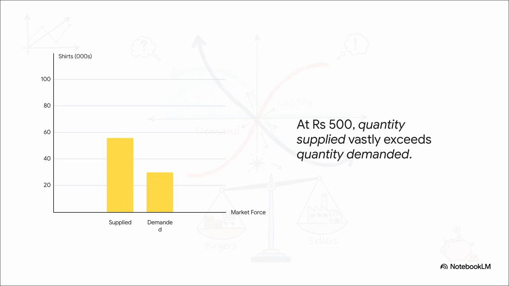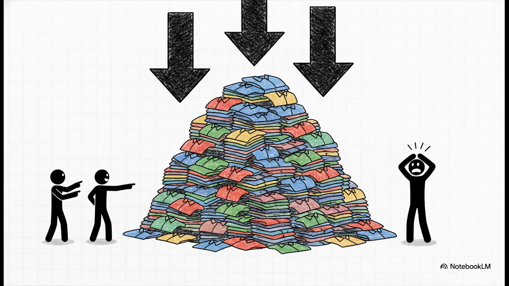At 500 rupees, suppliers are thrilled, right? They're pumping out 56,000 shirts. But the consumers, they only want 30,000. So we end up with a massive surplus. In economics, we formally call this excess supply. But out in the real world, it looks like a panicked warehouse manager.